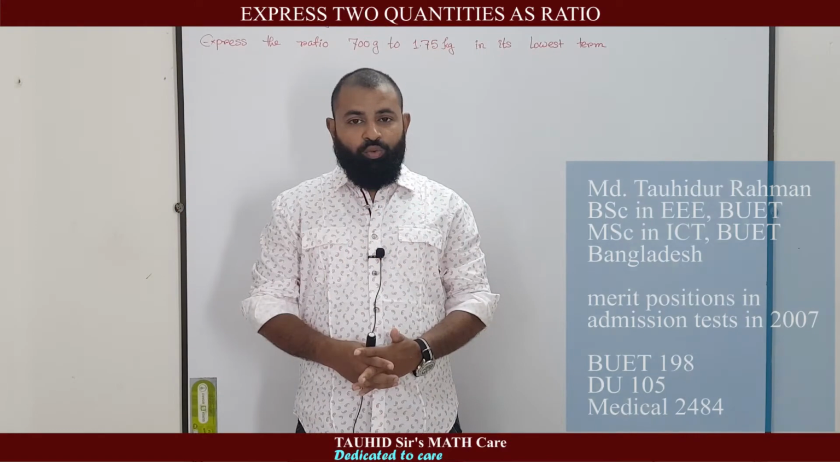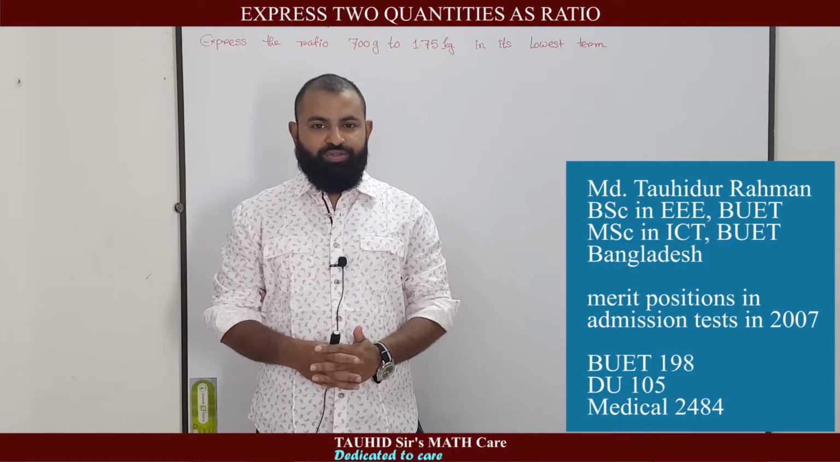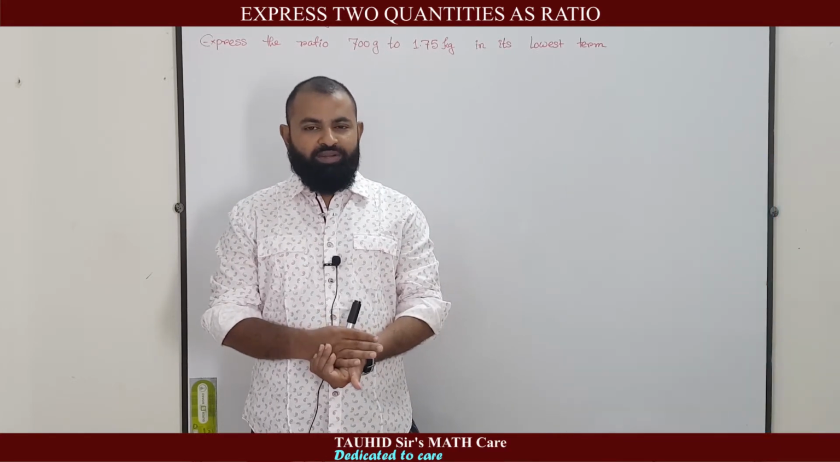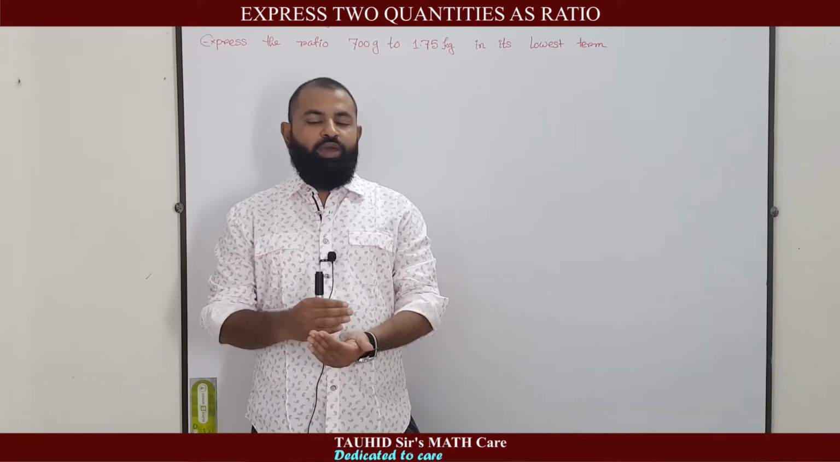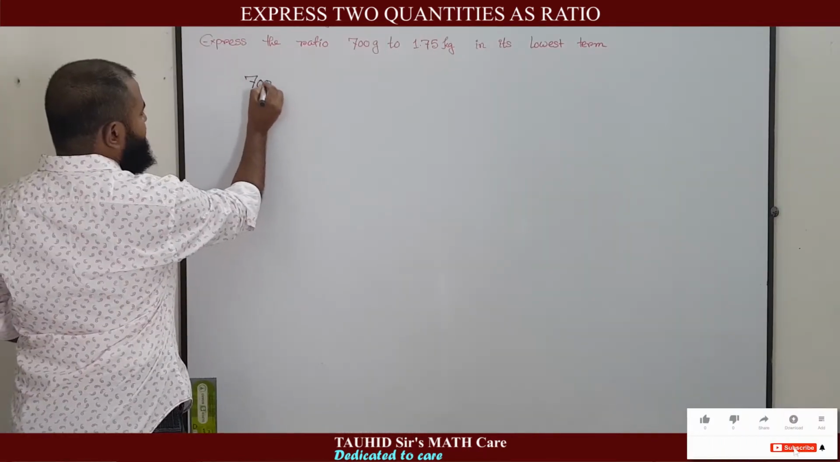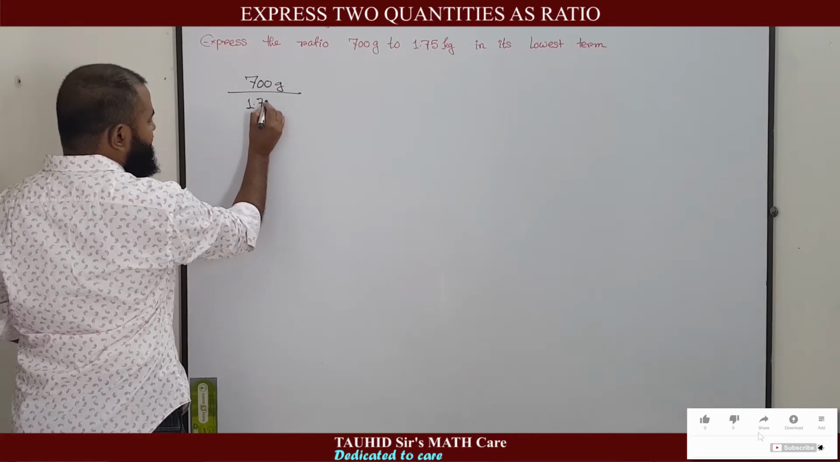In this video, we will learn how to express two quantities in ratios. Here you are given two quantities, 700 gram and 1.75 kg. You need to express them as a ratio. That means you need to find the ratio of 700 gram and 1.75 kg.